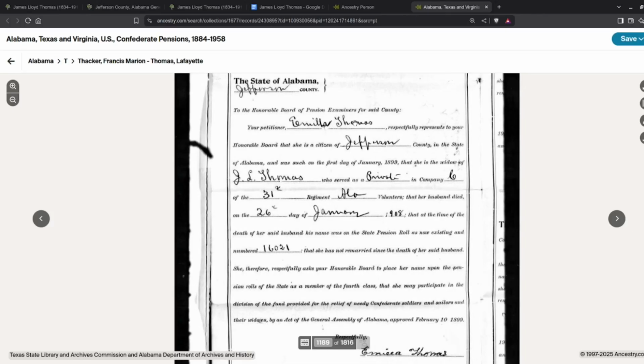And here she is. Here's her name, Emila Thomas, in Jefferson County. Her husband is J.L. Thomas. He served as a private in Company C of the 31st Regiment of Alabama Volunteers. And here is his death date, 26th of January, 1908.